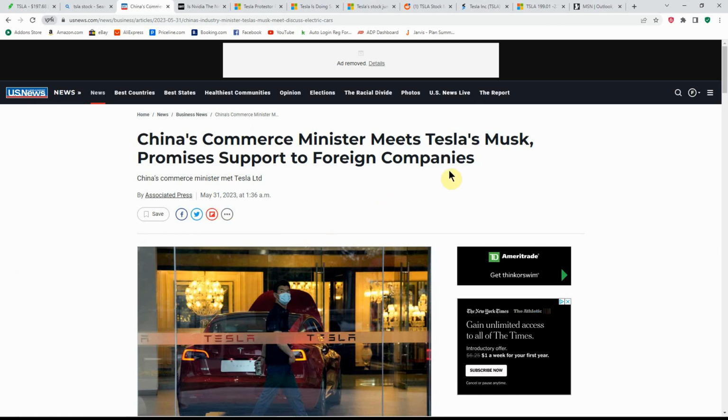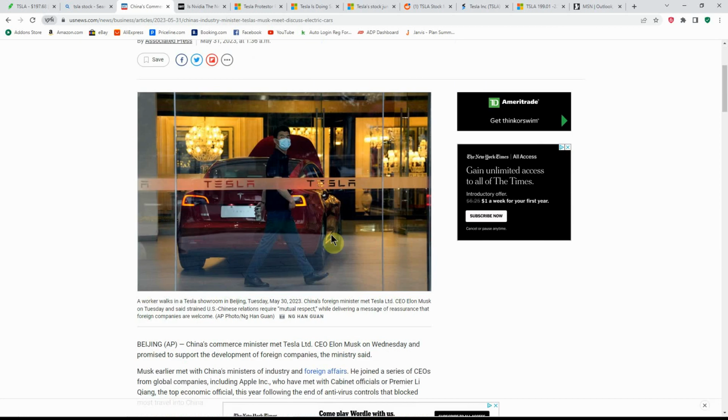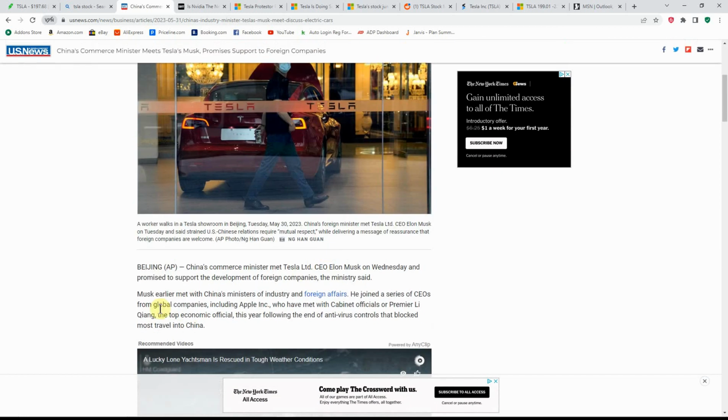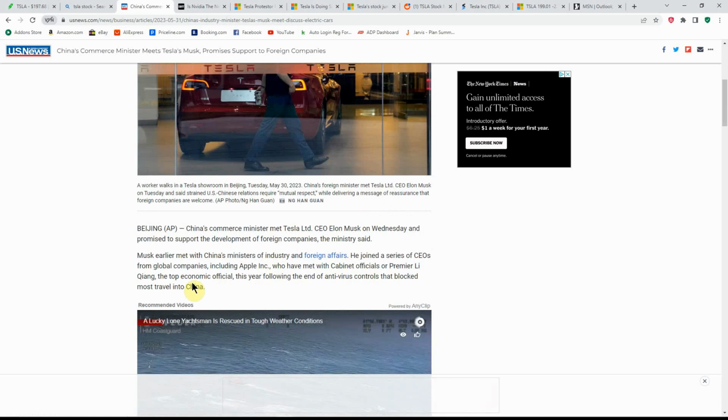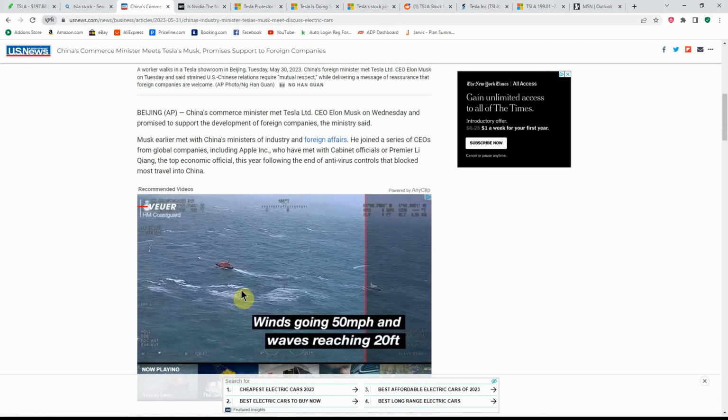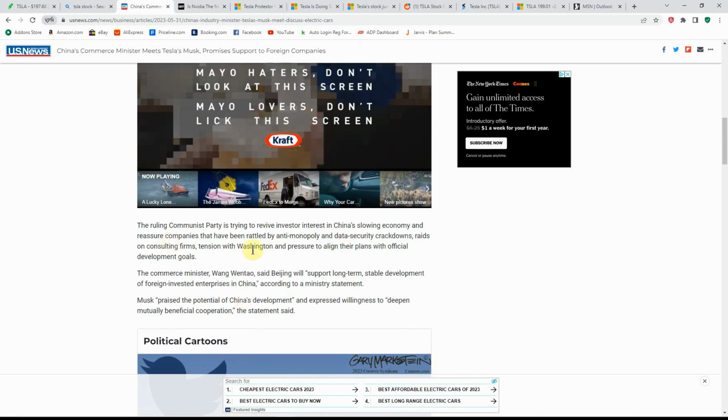China's commerce minister meets Tesla's Musk, promises support to foreign companies. As you can see, this is dated today. Commerce Minister met Tesla CEO Musk on Wednesday and promised to support the development of foreign companies, the ministry said. Musk earlier met China's Ministers of Industry and Foreign Affairs. He joined a series of CEOs of global companies, including Apple, who have met the cabinet officers for the Premier Li, the top economic official. So we'll see what that does to the stock price.